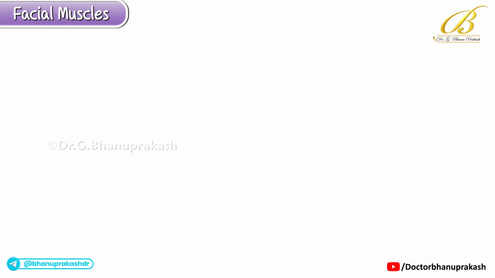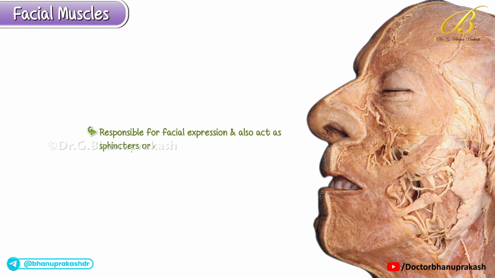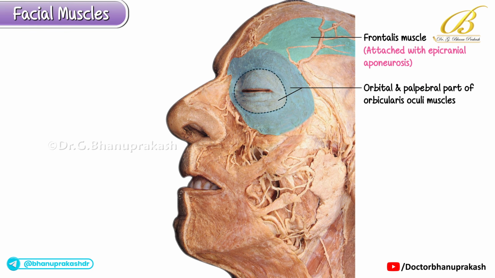Hello, students. In this session, we will look at the face dissection. This image shows the muscles of facial expression after the removal of skin and subcutaneous fat. All the muscles displayed here are responsible not only for facial expressions, but also function as sphincters or dilators around the openings of the face. The frontalis muscle is attached to the epicranial aponeurosis. Around the orbit, the orbital and palpebral parts of the Orbicularis oculi muscle are clearly seen.